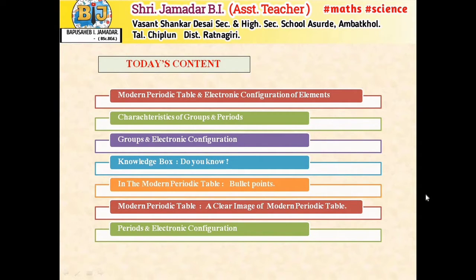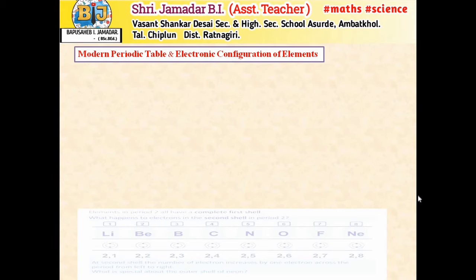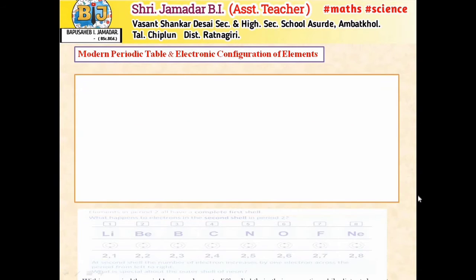Today's contents are: modern periodic table and electronic configuration of elements, characteristics of groups and periods. Third one, groups and electronic configuration. Next, do you know knowledge box? And next, the modern periodic table, a clear image of the modern periodic table. Periods and electronic configuration.